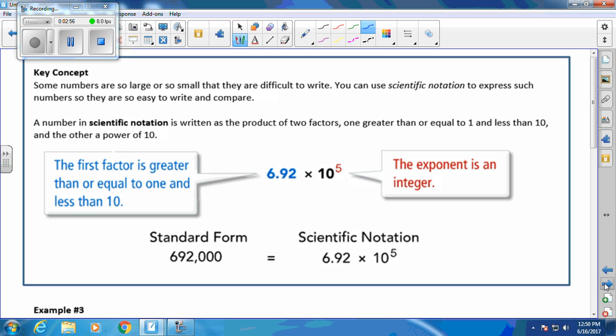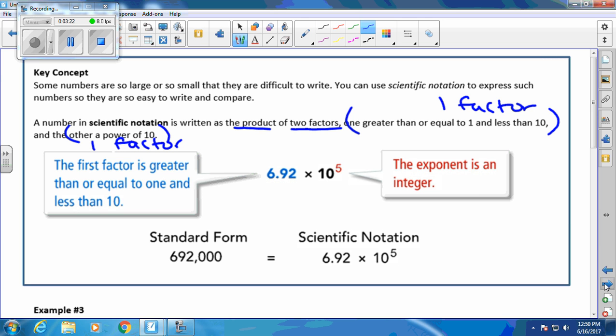So they're telling you a number in scientific notation is written as the product of 2 factors. One of those numbers has to be greater than or equal to 1, but less than 10. So that's one of the factors. And then the other factor is the power of 10. This is the other factor.